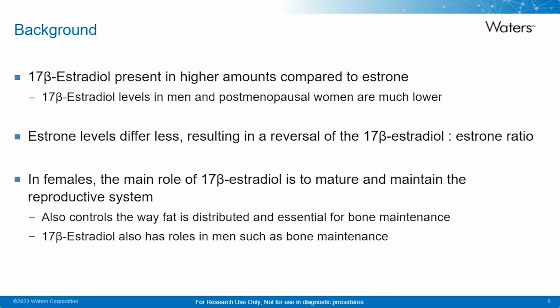Estradiol circulates in the human body at higher amounts when compared to estrone in premenopausal non-pregnant women, and circulates at much lower levels in men and postmenopausal women. Estrone, on the other hand, actually differs less, and this results in a reversal of the estradiol to estrone ratio where estradiol levels are lower. And this can be useful in investigating certain conditions.